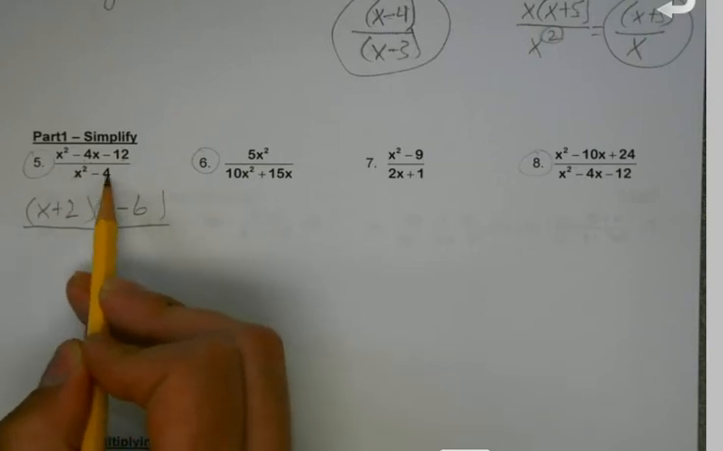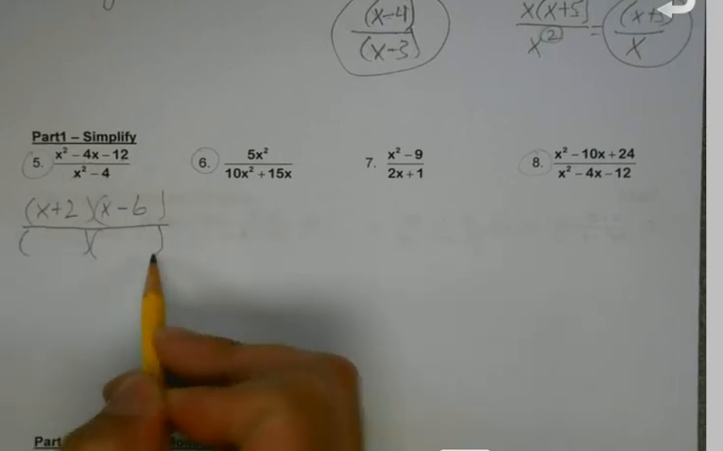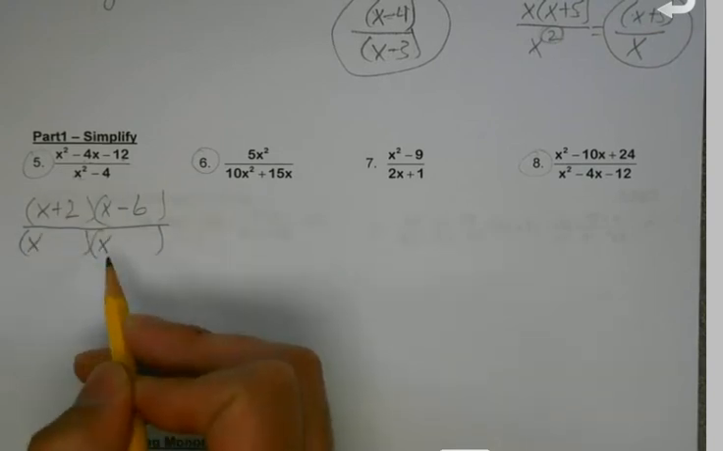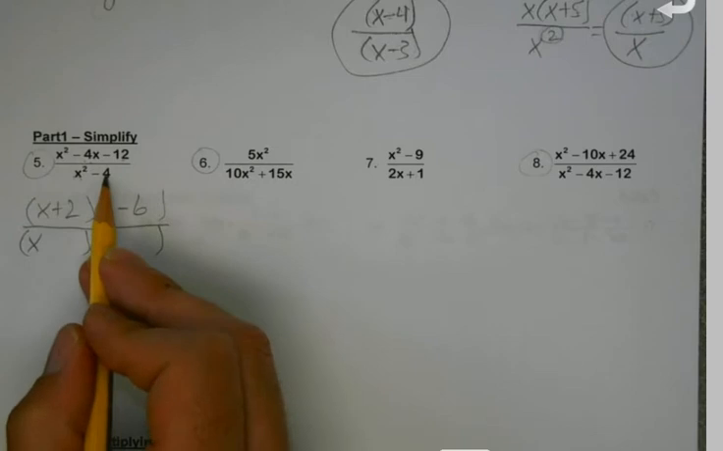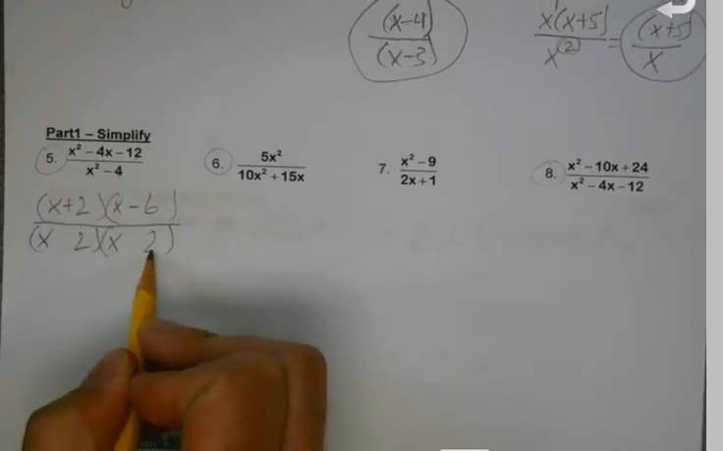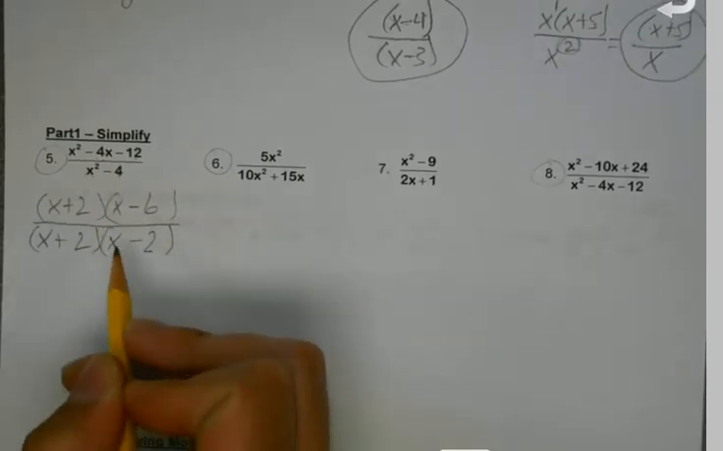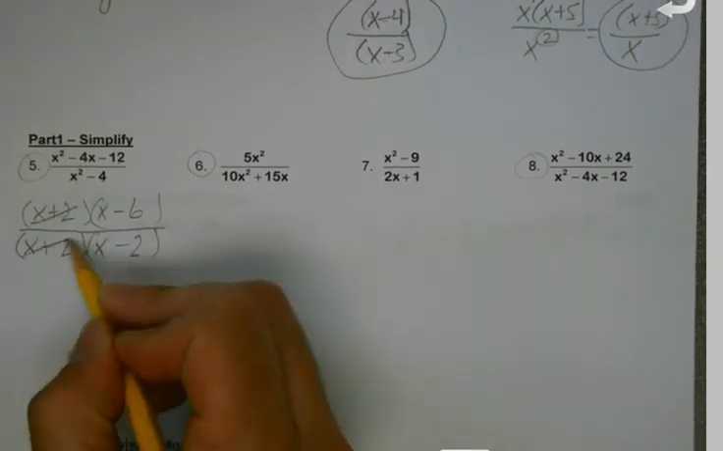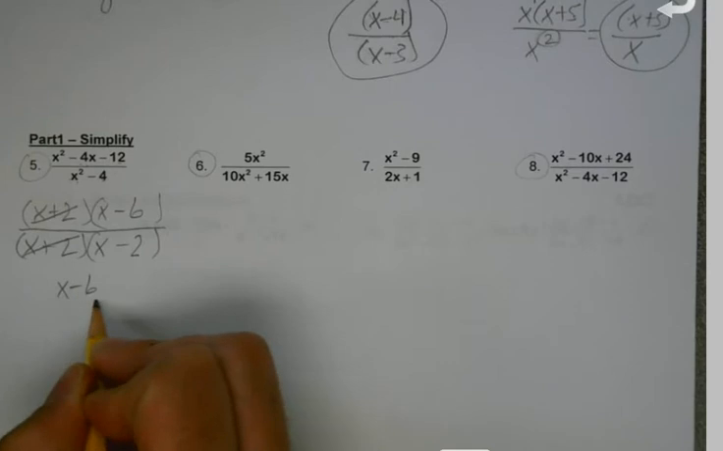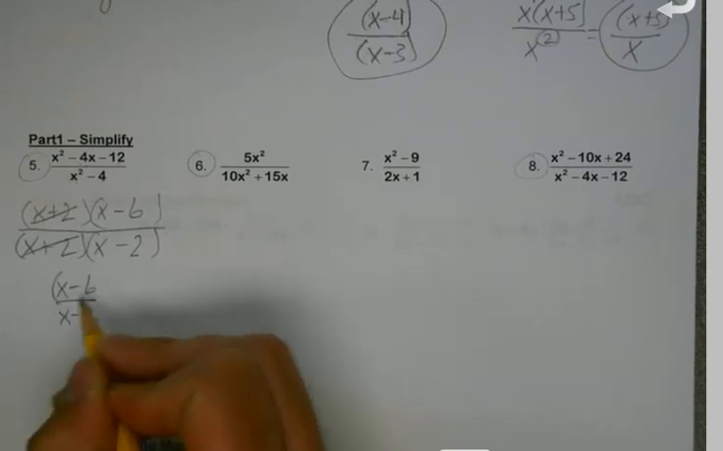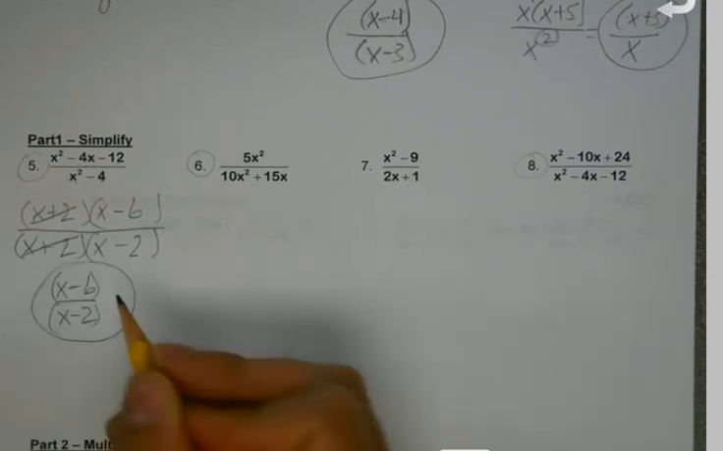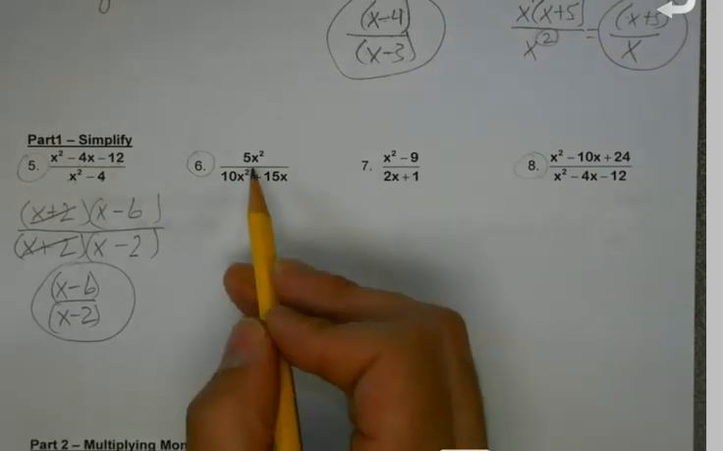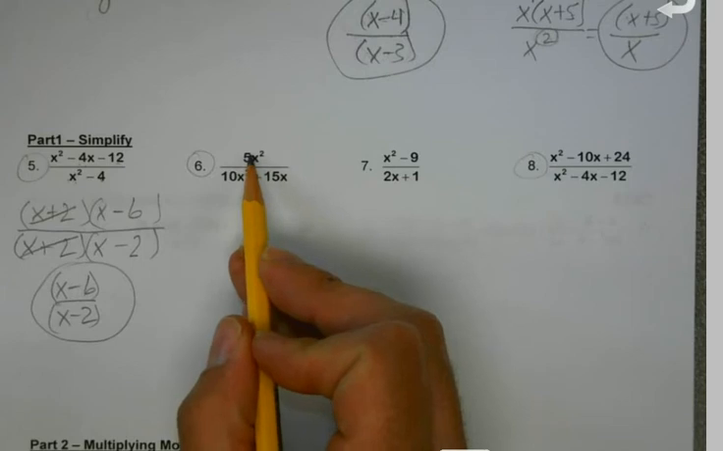These are both perfect squares. So again, I get my two quantities ready. What do I square to get x squared? X. What do I square to get 4? 2. And it's positive and negative with that. So now is anything alike? Yeah. The x plus 2's, leaving me with x minus 6 over x minus 2. And again, good to keep the parentheses because it reminds me the bond is strong and I can't cancel the x's. And I'm done.